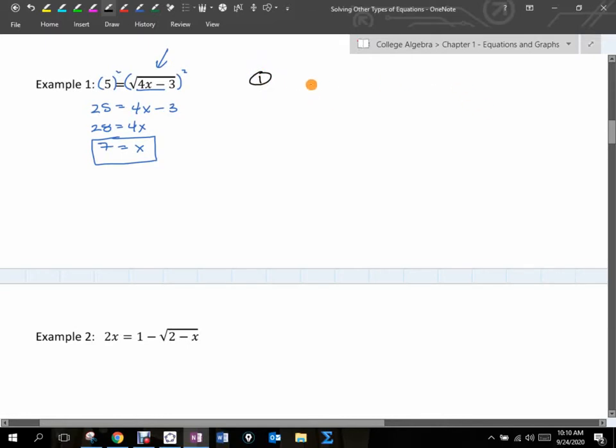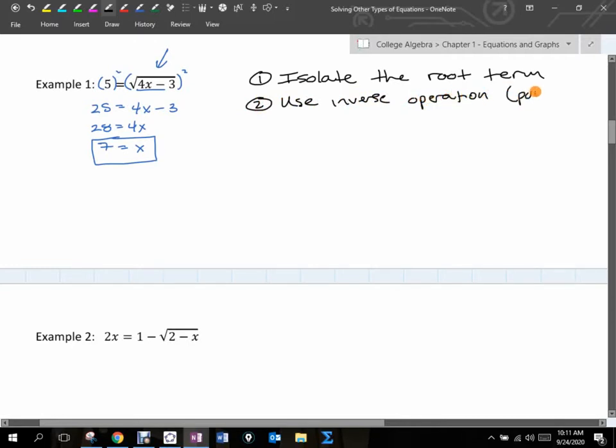First thing you're going to do is isolate the root term or expression, okay? Second thing you're going to do is use the inverse operation, and in this case it will be a power, an exponent, of the root's, what we call index.